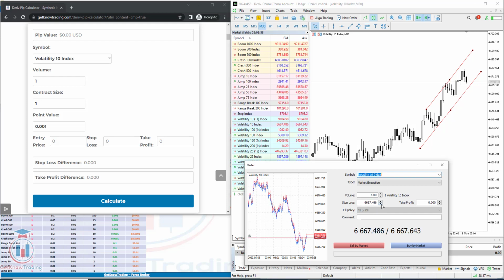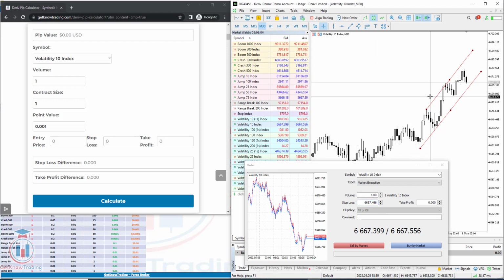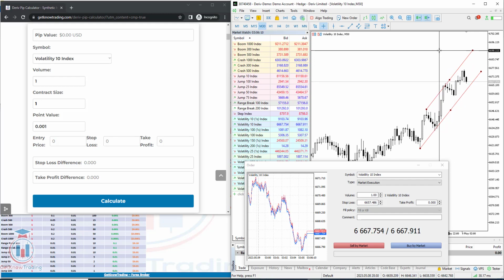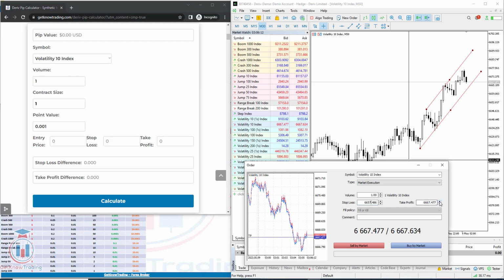So the stop loss would be 6657. And then I will put a take profit above, where I'm expecting that the price could reach this point, 6690. So I'll put here a take profit of 6690. I will leave the volume as one standard lot.